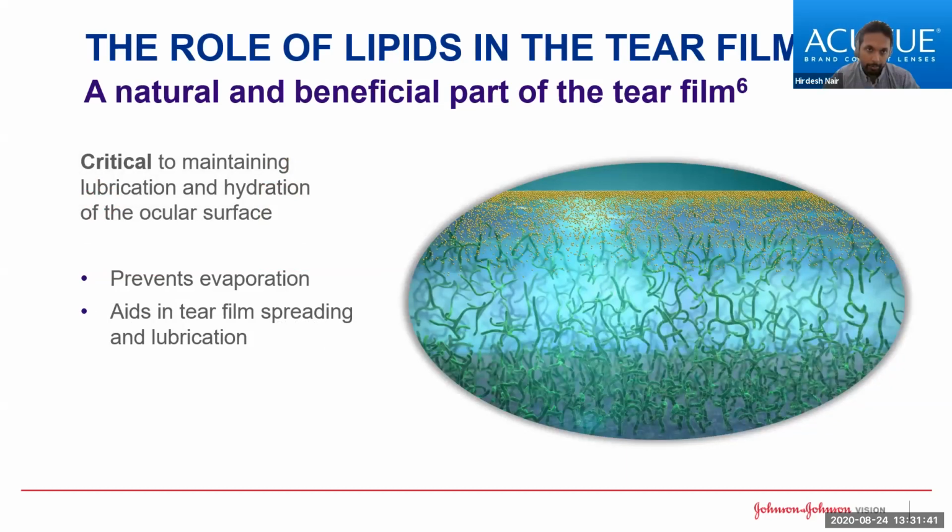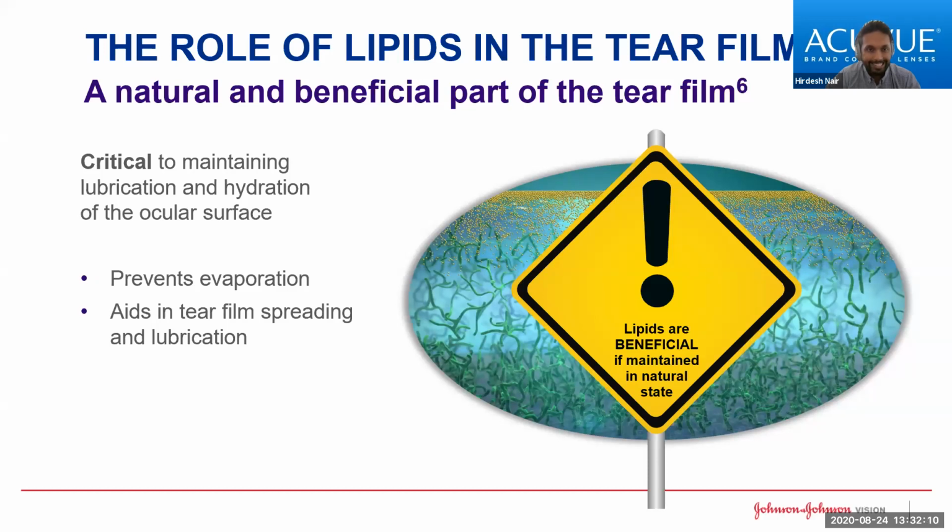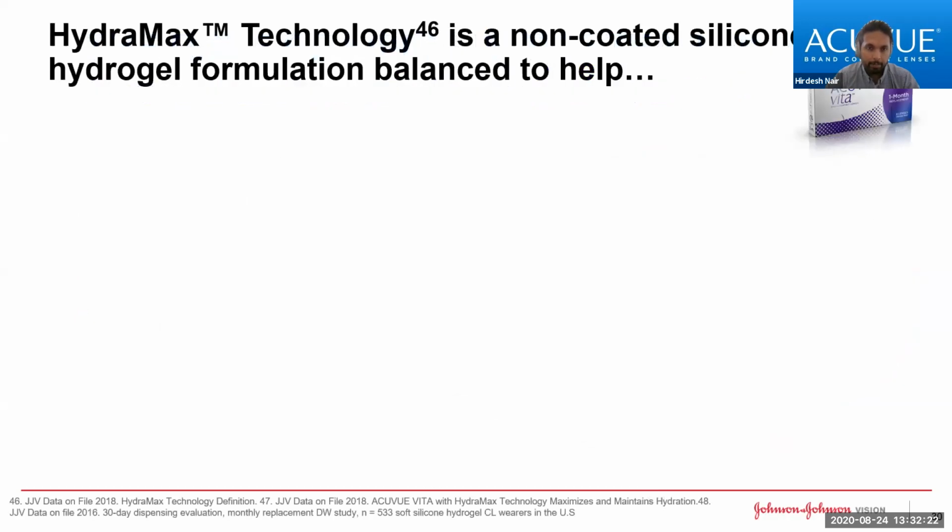As alluded to before, all of the different components of the tear film have a very critical role. With the lipid layer, the main work that it does is maintain lubrication and hydration of the ocular surface. That leads to prevention of evaporation, as well as helping when you blink, it allows the tears to move all over, right? So very, very important. A similar analogy can be thought of: we want the components of the tear film to be in their active form. So let's talk about how the Vita product works.